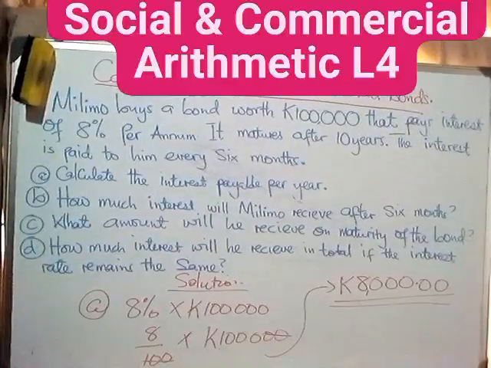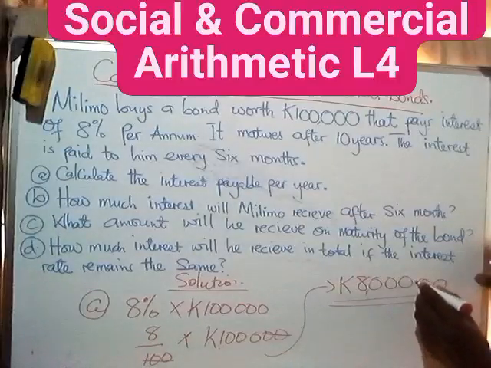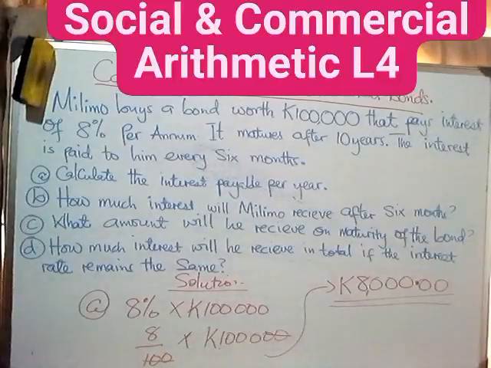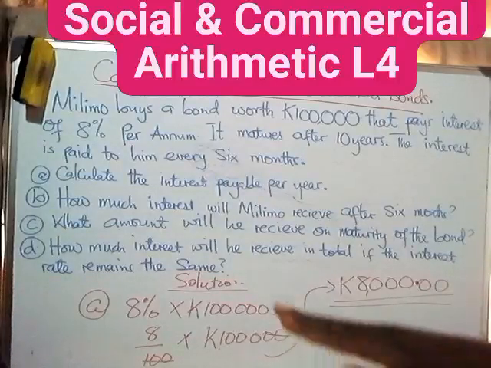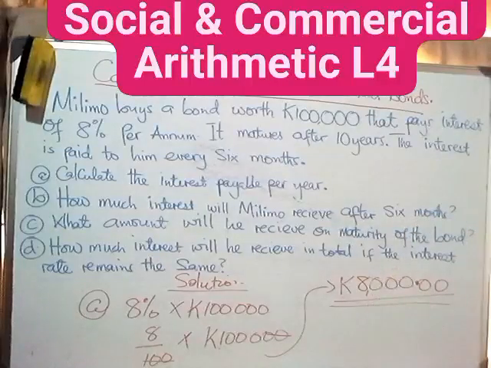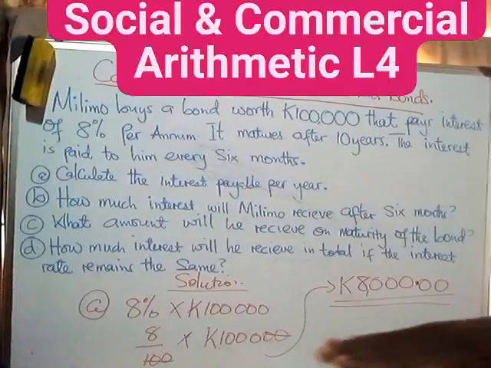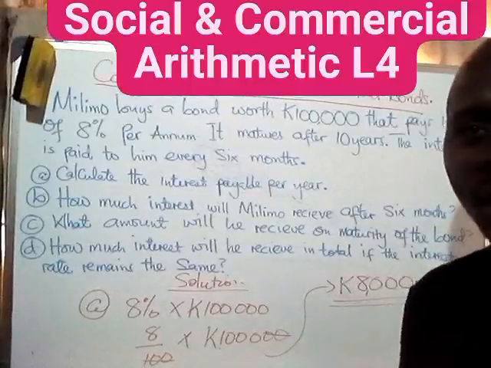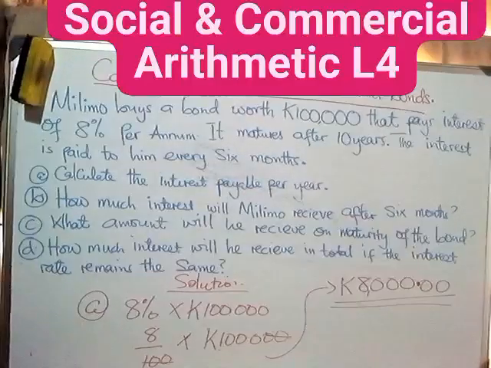Now we go to question number 2, or question B, which says, how much interest will Milimo receive after 6 months? If after 1 year, Milimo has received 8,000 kwacha, what amount will Milimo receive for 6 months? It is the same as dividing the 8,000 by 2, because 6 months is half a year.